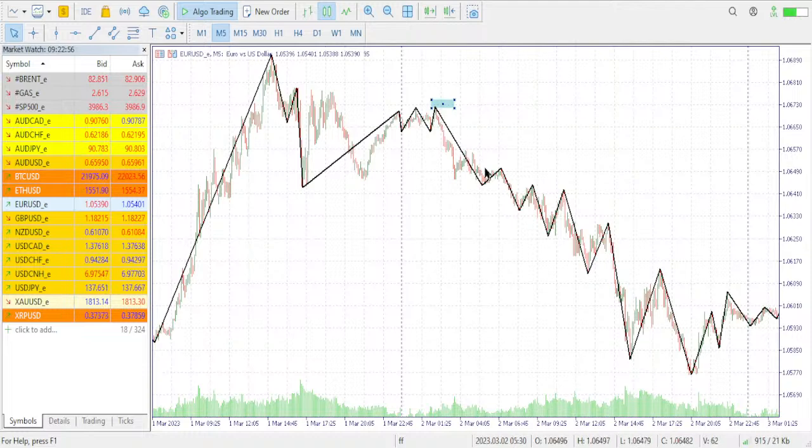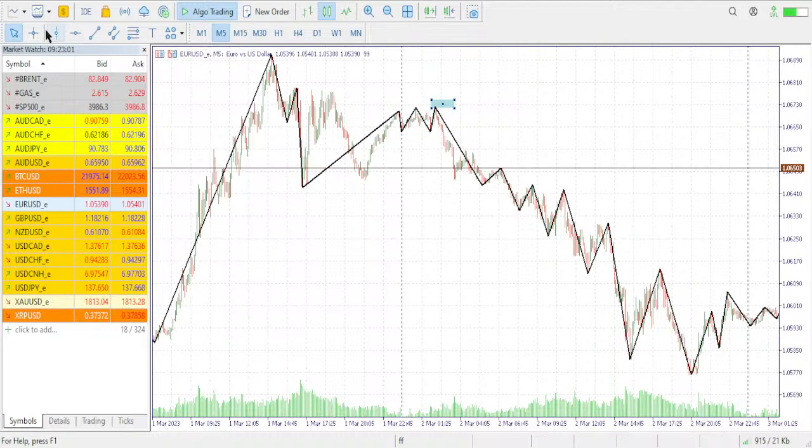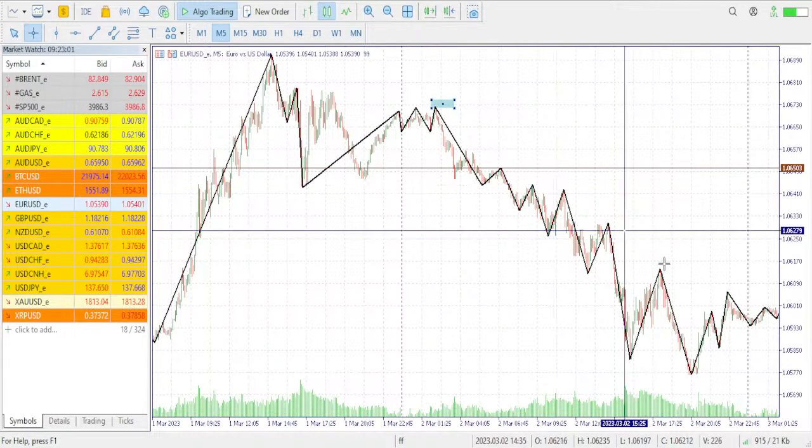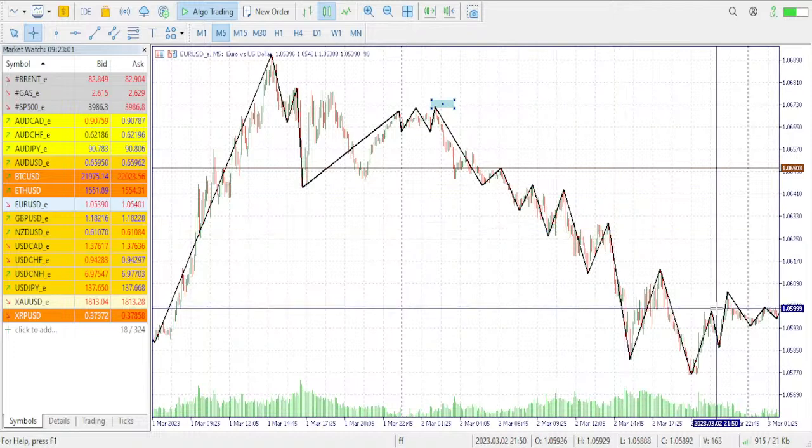So we have a downtrend, a downtrend, a downtrend. The price continues to go short. This is a clear indication that the price is continuing downwards. You can see this, and you can see this.